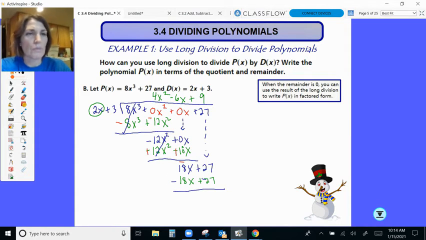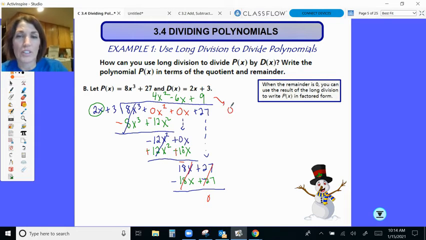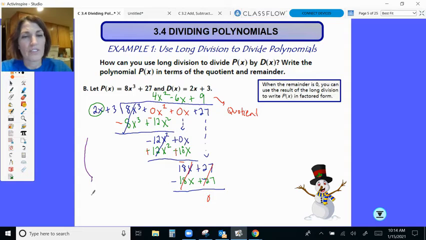So this means, if you remember from our numbers, that we have no remainder, which means these are factors of each other. Okay? And look in this box up here. When the remainder is 0, you can use the result of long division to write this in factored form. So this is my quotient right here. But I can also use this to write this in factored form, and we're going to use this when we start solving.